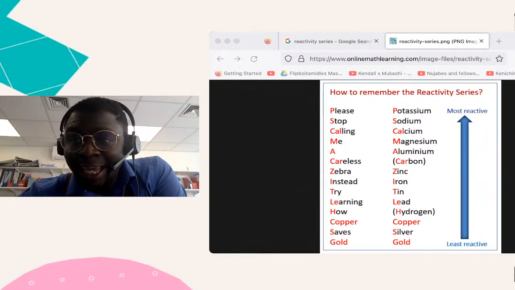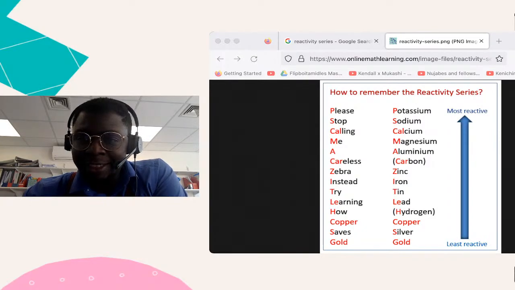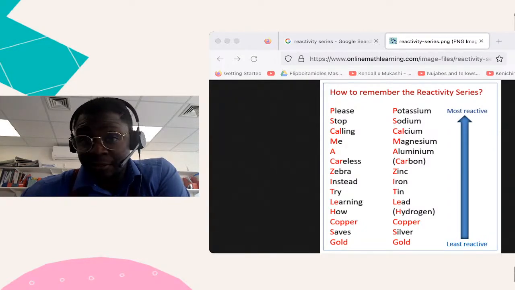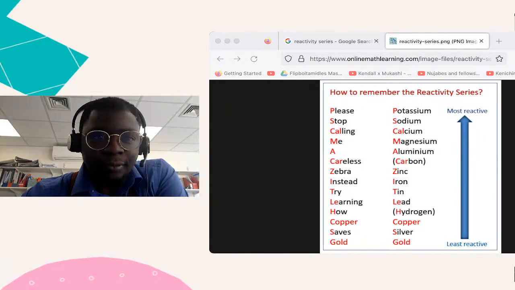So tin, for instance, can displace lead from lead oxide. Copper can displace silver from silver oxide if you had it. Okay. Potassium can displace sodium. Okay, and so on. So hopefully that's made a bit of sense so far.